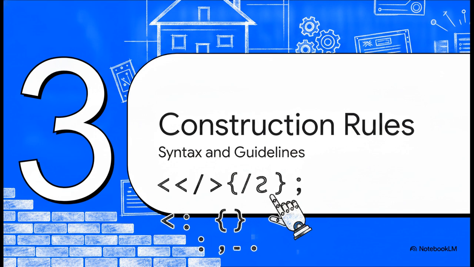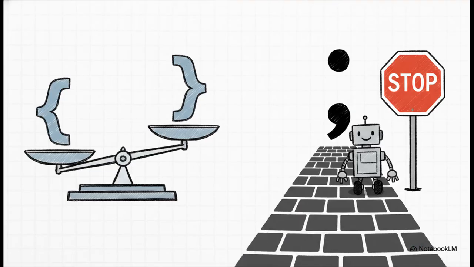Computers are incredibly literal machines. If we want them to build our house correctly, we have to communicate using strict, non-negotiable syntax. You really have to follow the code of construction here. First up, generally write all your statements in lowercase letters. Uppercase is usually reserved for symbolic constants.